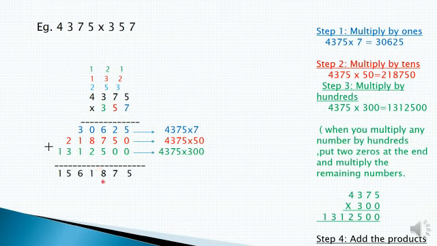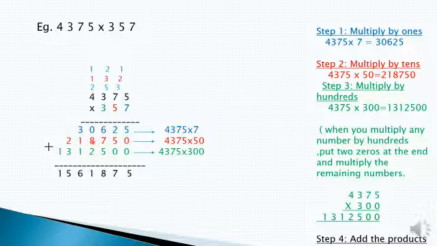8 here, 1 carry here. 1 plus 8, 9. 9 plus 2, 11. 1 right here, 1 carry here. 1 plus 3, 4. Plus 1, 5. Plus 1, 6. 2 plus 3, 5. And 1. This is the answer.